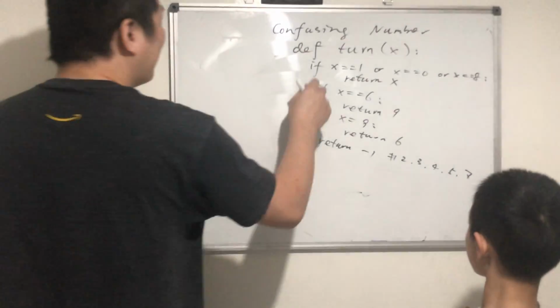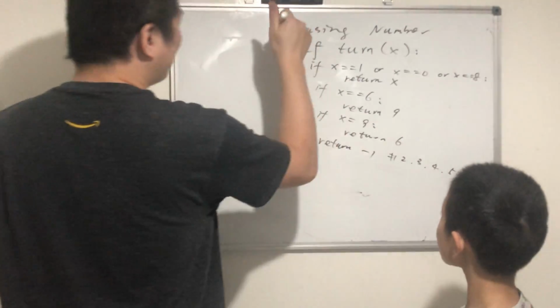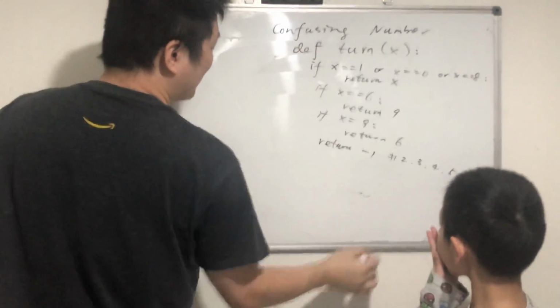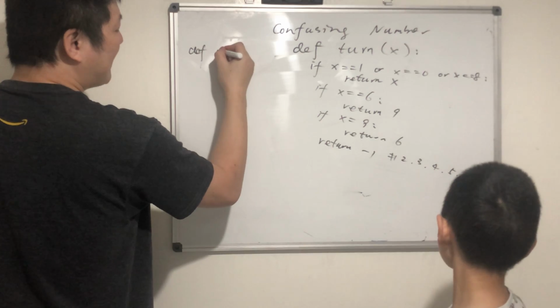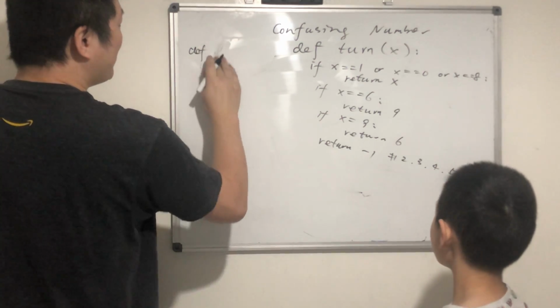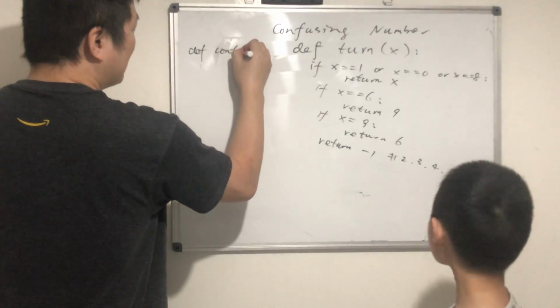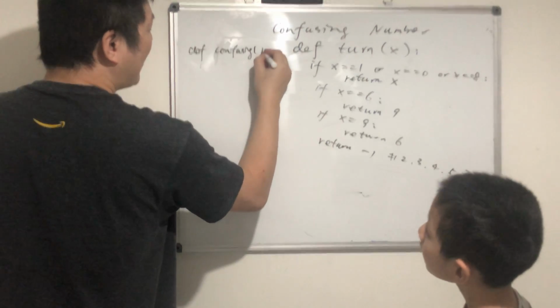Okay. So now we've got this helper, okay? Make sure we remember that. And then define confusing. We return true or false, okay? Let's say n, okay?